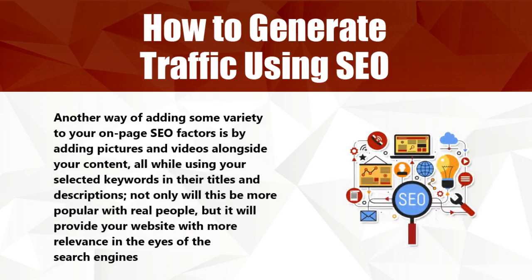Another way of adding some variety to your on-page SEO factors is by adding pictures and videos alongside your content, all while using your selected keywords in their title and descriptions. Not only will this be more popular with real people, but it will provide your website with more relevance in the eyes of the search engines.